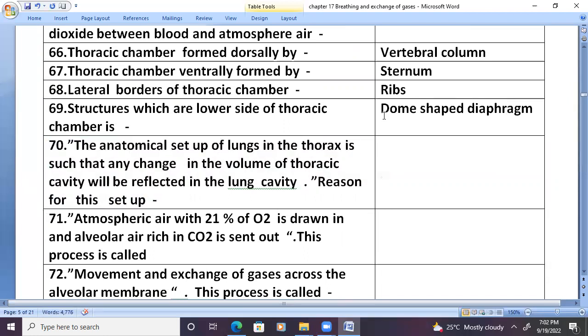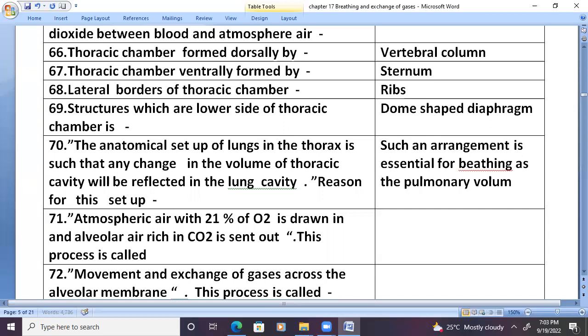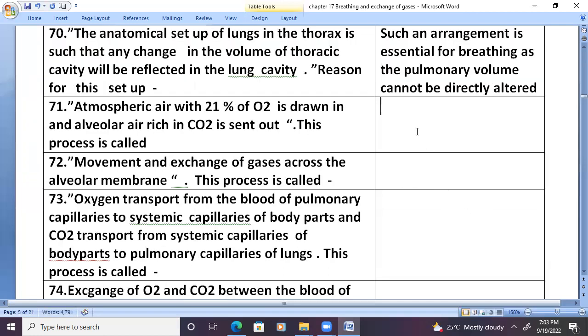The anatomical setup of the lungs in the thorax is such that any change in the volume of the thoracic cavity will be reflected in the lung cavity. Such an arrangement is essential for breathing, as the pulmonary volume cannot be directly altered.